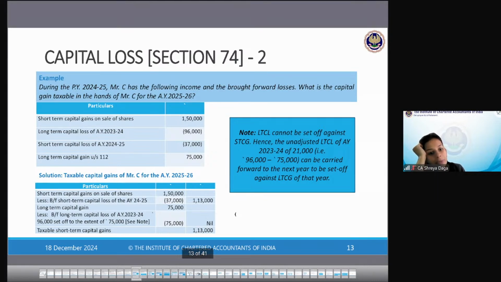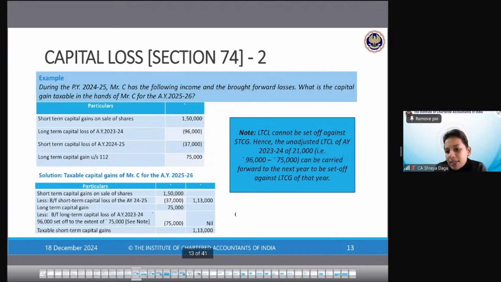Now, what do you do with the long-term capital loss? Can you set it off against short-term capital gain? No. So you set it off only against long-term capital gain to the extent it is possible. That means to the extent of 75,000. The balance 21,000 will get carried forward to the next year and can be set off only against LTCG of the next year. Okay, up to 8 years. And the short-term capital loss can be fully set off against short-term capital gain, and the balance is taxable. Okay, so your note will be on the amount of loss which you have not been able to use. That means 21,000 that we are going to carry forward to the next year, and next year also it will be set off only against LTCG.